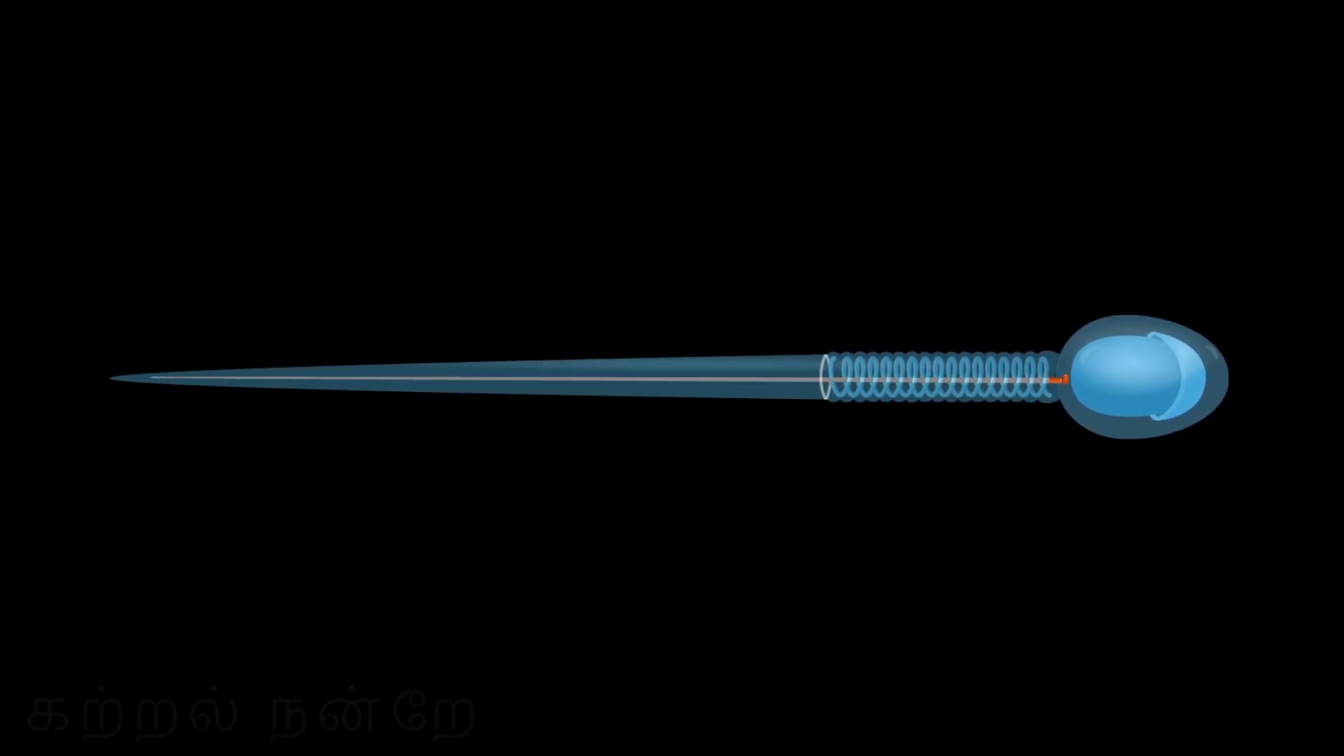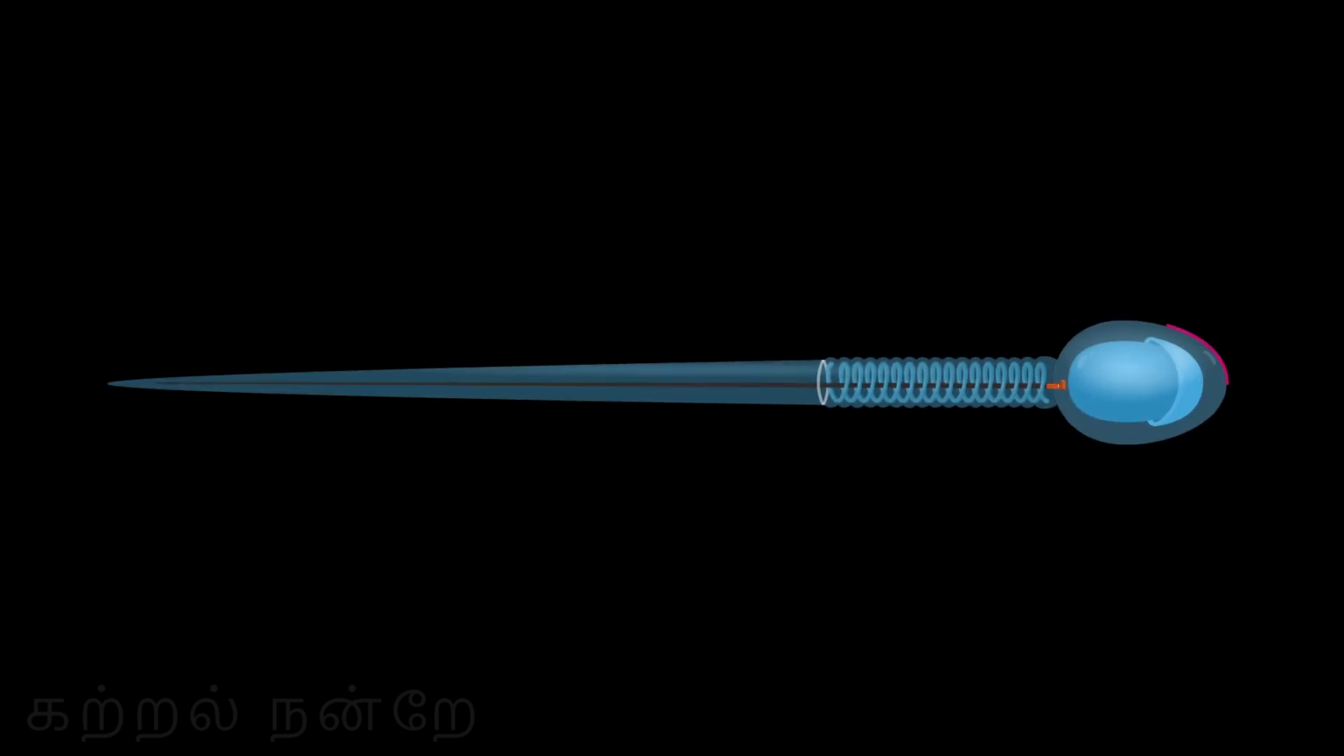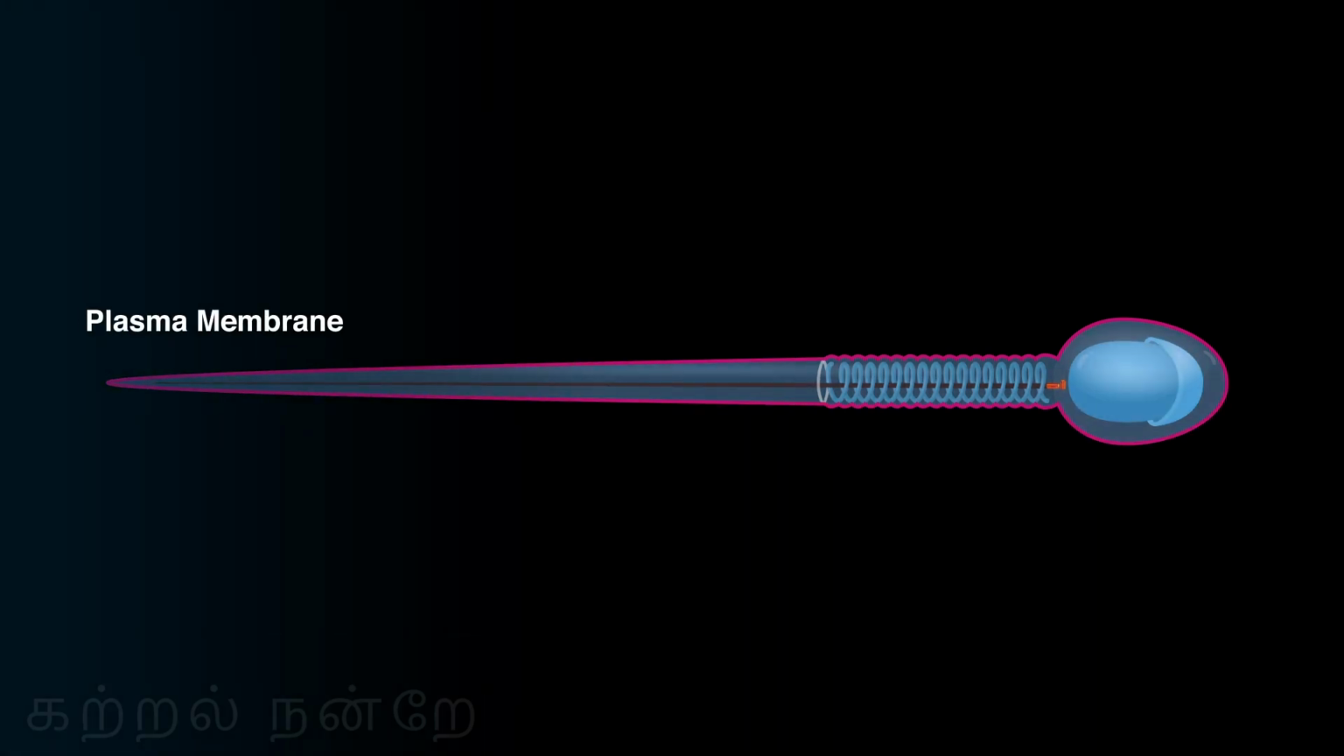The axial filament extends up to the end of the tail region. Using the energy generated by the mitochondria in the middle piece, the whip-like tail propels the sperm cell forward. Finally, the entire sperm cell is enclosed by a plasma membrane.